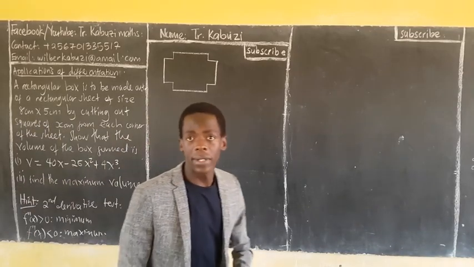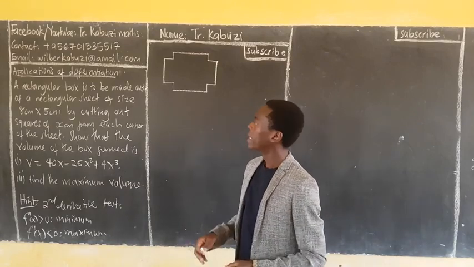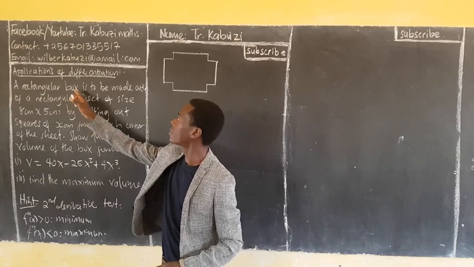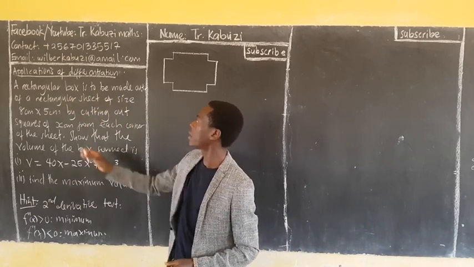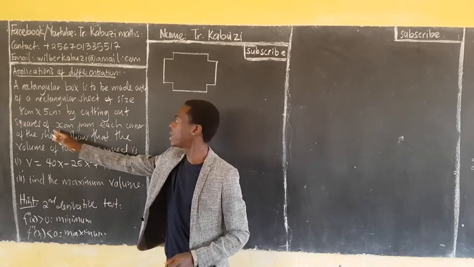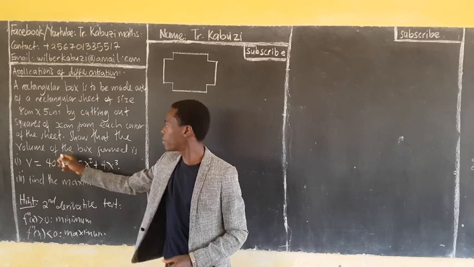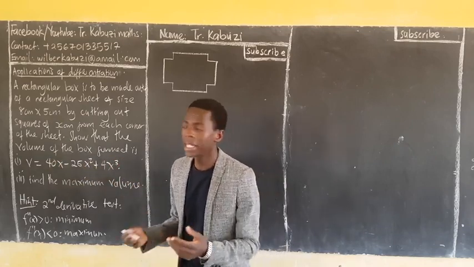So members, today we are still seeing applications of differentiation. Now, in this question, we are seeing a rectangular box is to be made out of a rectangular sheet of this size by cutting out squares of x centimeters from each corner, so that the volume of the box formed is this.